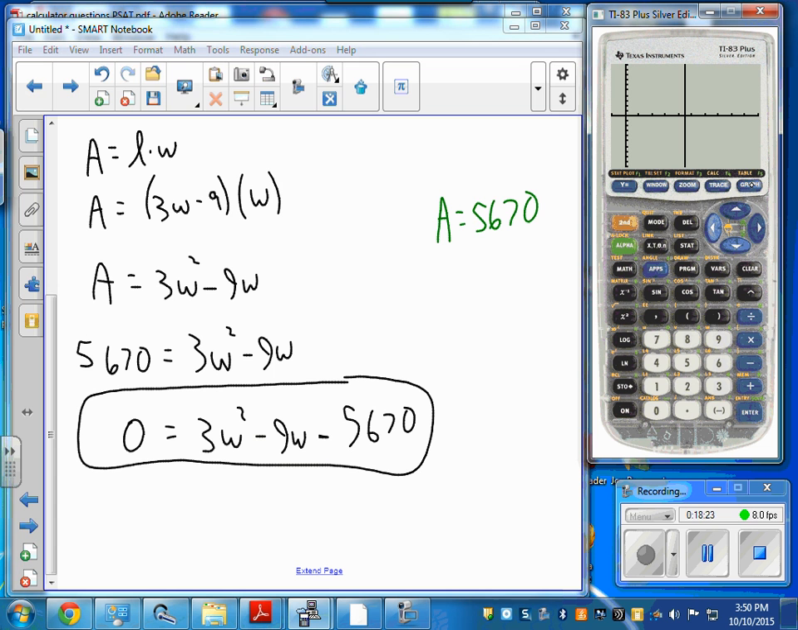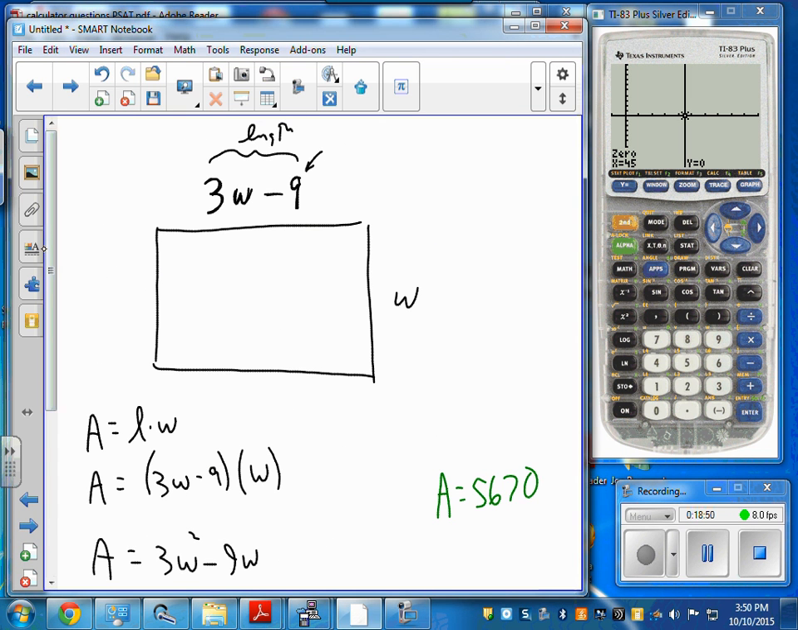Okay, so now all these tick marks are 10. So 10, 20, 30, 40. It looks about 45. We can find that pretty accurately if you do second calc zero. The answer is somewhere between 40 and 50, right? And if I guess, it comes out to 45. Okay, so W is 45. That's what our calculator tells us.